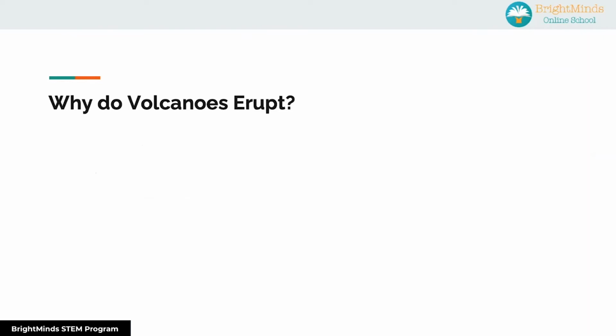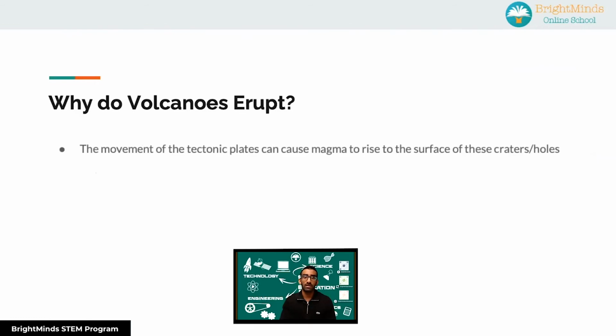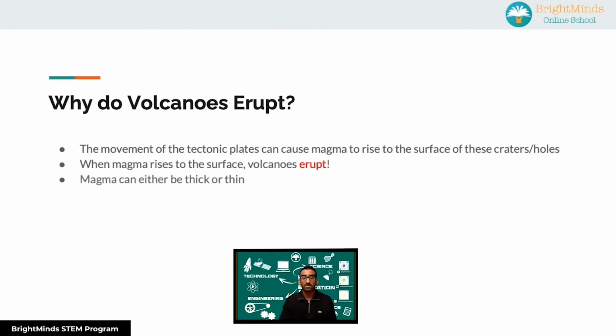So our next question is, why do volcanoes erupt? Why do volcanoes erupt? Well, the movement of the tectonic plates, again, we're coming back to this, right? So the movement of the tectonic plates causes the magma to rise to the surface at these craters or holes, okay? So when these tectonic plates are moving, the magma is rising to the surface of these craters or holes, okay? And when the magma rises to the surface, what do we get? The volcano erupts, okay?